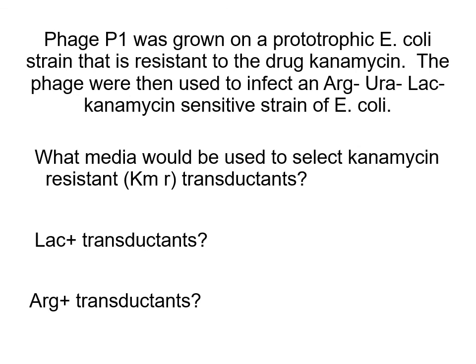All right, this is a little more involved. Phage P1 was grown on a prototrophic E. coli strain that is resistant to the drug kanamycin. The phage were then used to infect an Arg-, Ura-, Lac-, kanamycin-sensitive strain of E. coli. What media would be used to select kanamycin-resistant transductants? Okay, I would suggest a rich medium with kanamycin so that the auxotrophies don't make a problem. It would be rich medium with glucose carbon source along with kanamycin.